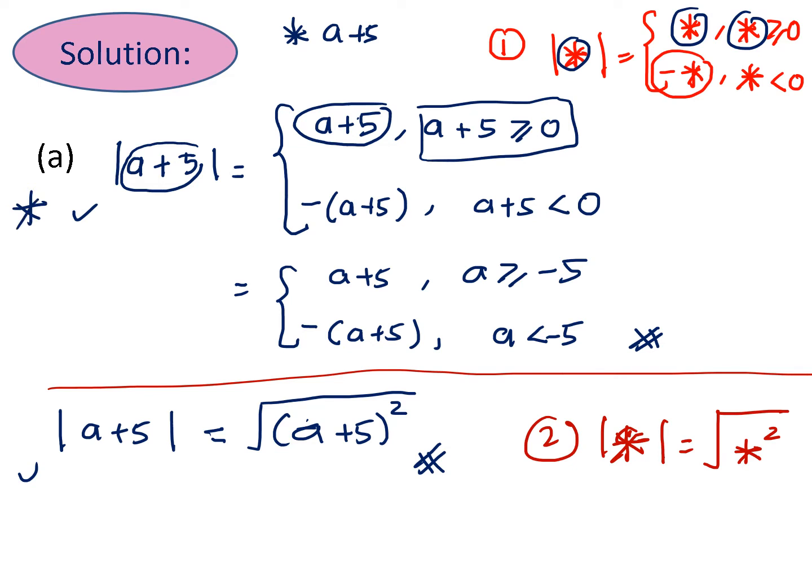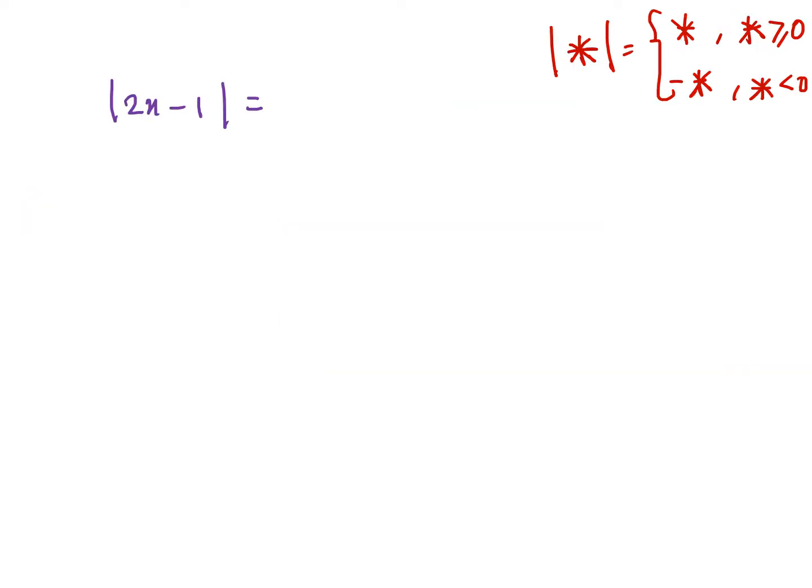Okay, so part B. Alright, the second one, we have modulus of 2x minus 1. Let's say we want to use first definition. So, what is our star? Okay, think for a while. So, what is our star? Exactly, which is 2x minus 1. Jadi, kita akan pecah 2. Yang atas tu, 2x minus 1.